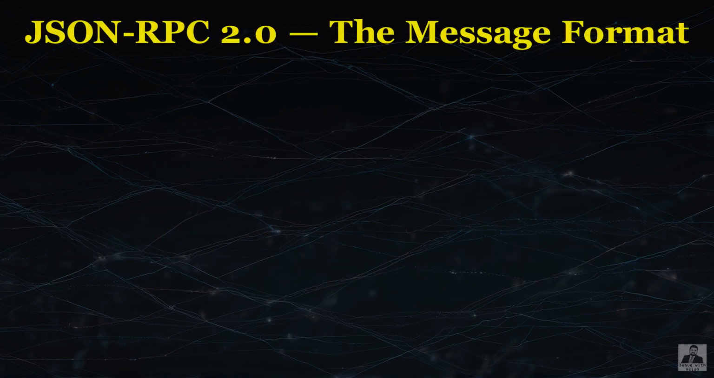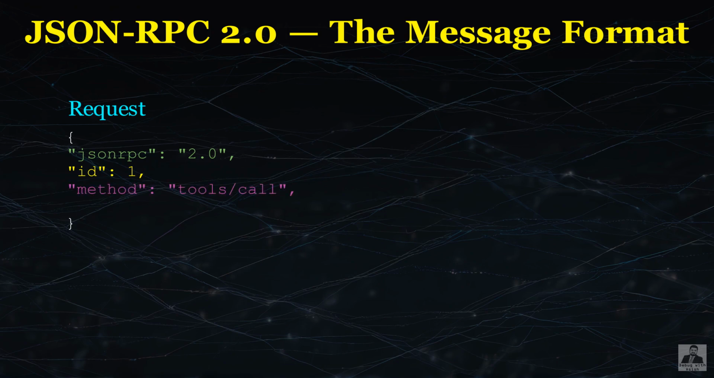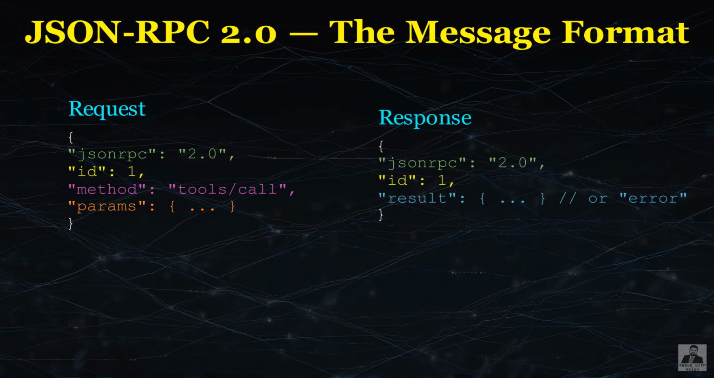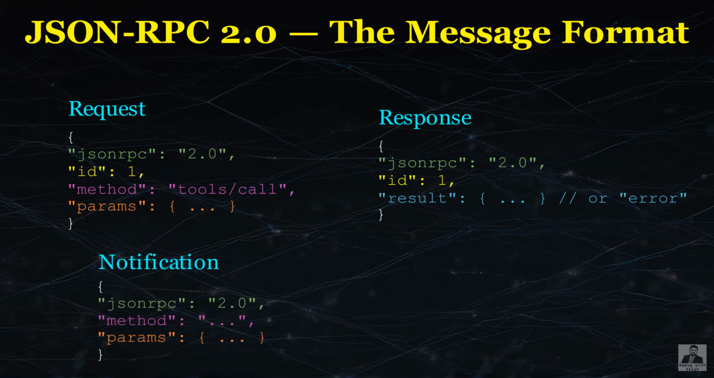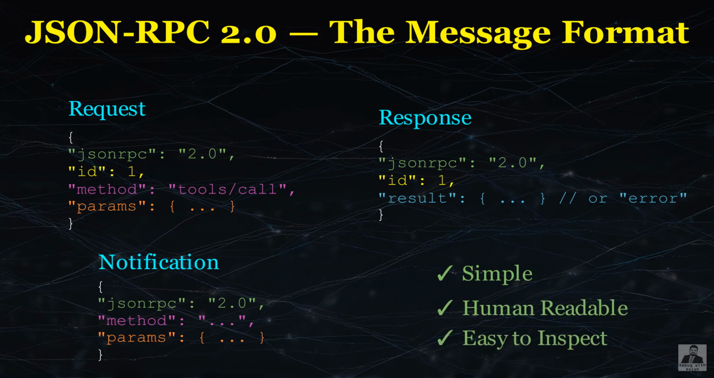Every message in MCP is a JSON-RPC 2.0 object. A request has 4 fields: the JSON-RPC version string, a numeric ID that matches requests to responses, a method name like tool/call, and a params object with the arguments. A response has the same ID and either a result field on success or an error field on failure. Notifications are like requests with no ID because no response is expected. This format is simple, human-readable, and easy to inspect with any JSON tool.